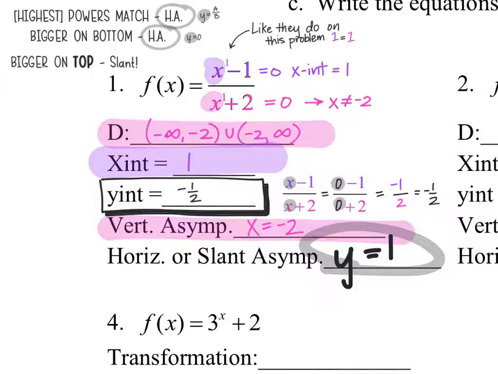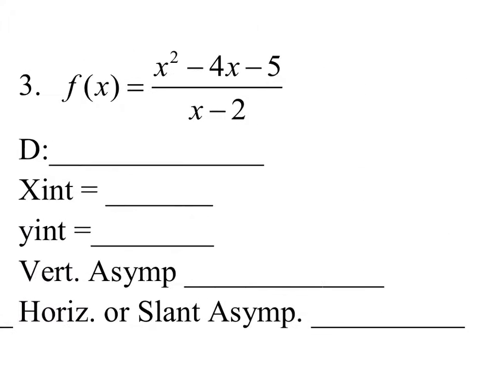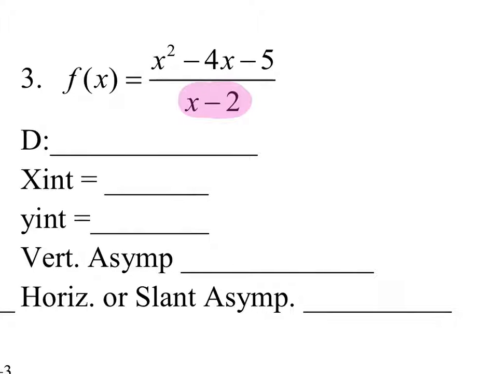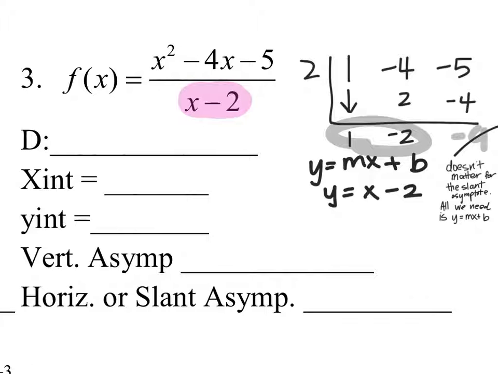To find the equation of a slant asymptote, you want to use division. And if the denominator is in the form of x plus or minus a single number, you can use synthetic division, which is really handy. We only need the quotient for the slant asymptote equation. We don't need the remainder. So our slant asymptote is going to have the equation y equals x minus 2.